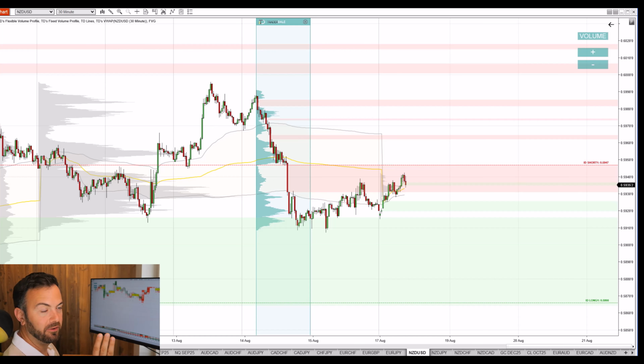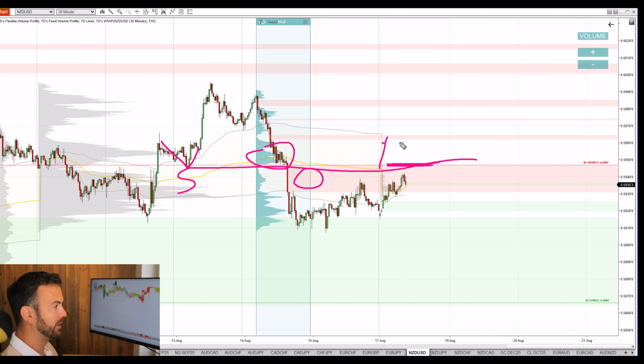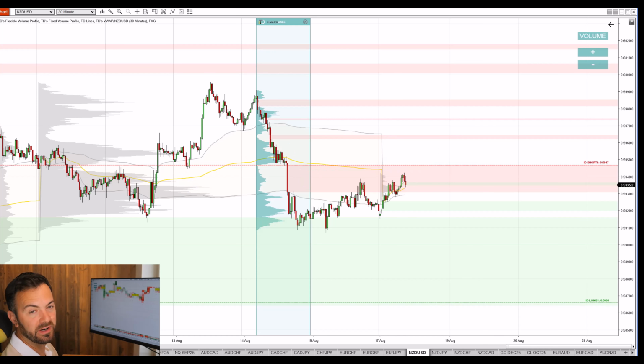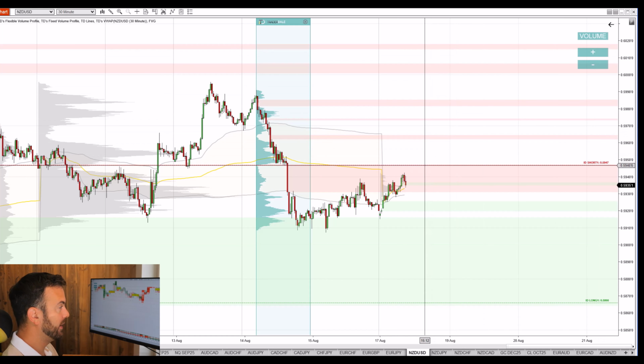So we have 3 things that are telling us that this is a strong resistance level to trade from, right? Volume cluster, fair value gap, support becoming resistance setup. That's how I like to trade, using those sort of combos. Right, so again, what we need to do now is just wait for the pullback to that level, which is at 59.47, and go short from there.